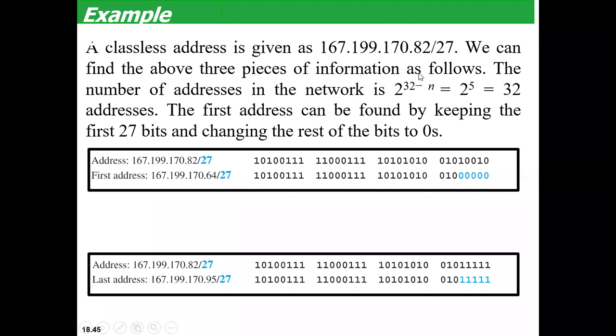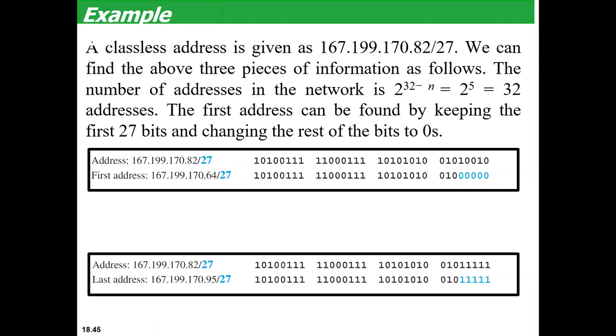So 2 power 32 minus n, that is 32 minus 27, will give you what? 32 minus 27 is 5. So you will get 2 power 5. What is the value of 2 power 5? It is 32, correct? So the total number of addresses in the network is 32 addresses. Is this concept clear? How did we get 5 here? Because the n value is 27 here. So 32 minus 27 is 5, and 2 power 5 is 32. Is this clear? So the next piece of information we are interested in over here is the first address.